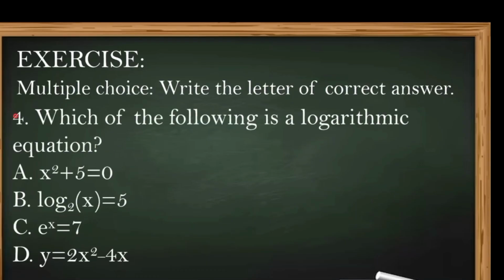Number 4. Which of the following is a logarithmic equation? A, x to the power of 2 plus 5 is equal to 0. B, log x to the base 2 is equal to 5. C, e to the power of x equals 7. D, y is equal to 2x squared minus 4x. So the answer is letter B.